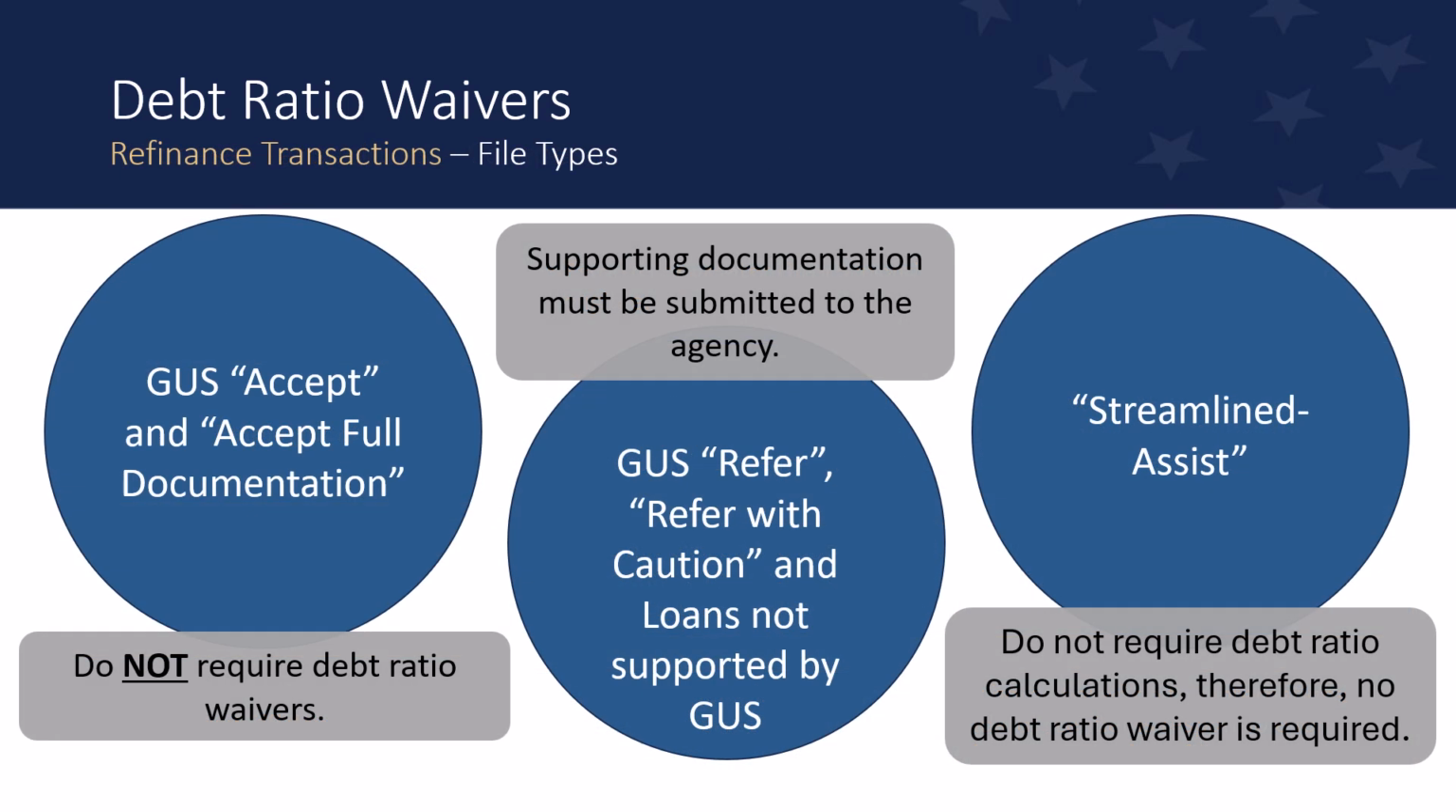Next, we're going to talk about debt ratio waivers for refinance transactions. GUS files that receive an accept or accept full documentation underwriting recommendation do not require a debt ratio waiver. Submissions that receive a GUS recommendation of refer or refer with caution and loans that are not supported by GUS require debt ratio waivers, and the supporting documentation must be submitted to USDA. There is an exception. Streamline Assist refinance loans do not require debt ratio calculations. Therefore, no debt ratio waiver is required.